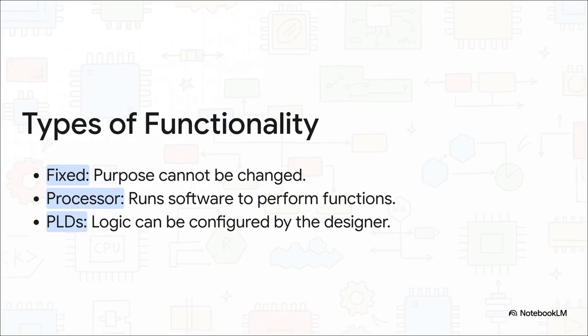First, you've got fixed functionality chips. These are like a simple can opener. They do one thing, they do it perfectly, and that is it. Second, you have processors. Think of these as a high-end food processor. You can change the recipe, which is software, to make them do all sorts of different things. And finally, you have PLDs, or programmable logic devices. The best analogy for these? A big box of Lego Technic pieces. They give you all the fundamental building blocks you need to construct almost any digital circuit you can dream up.